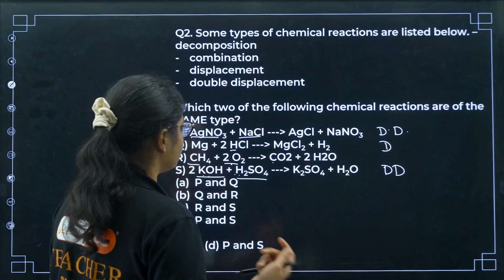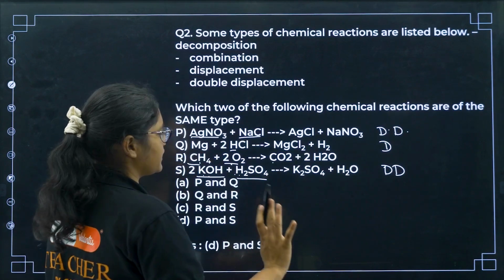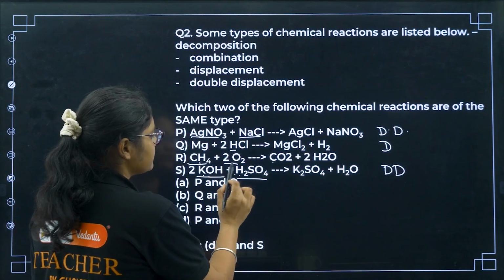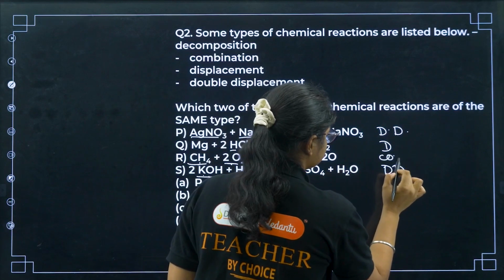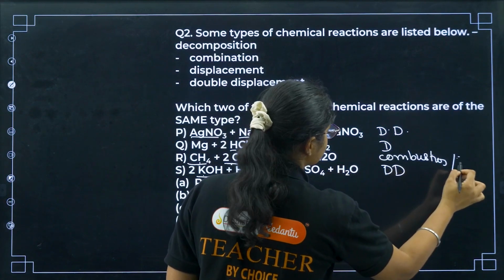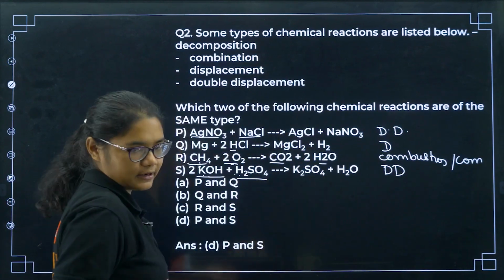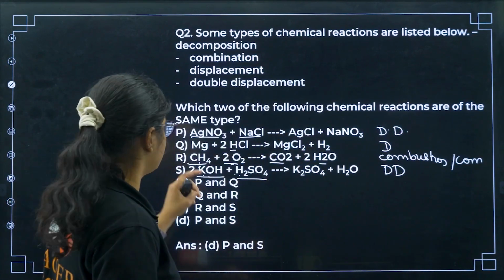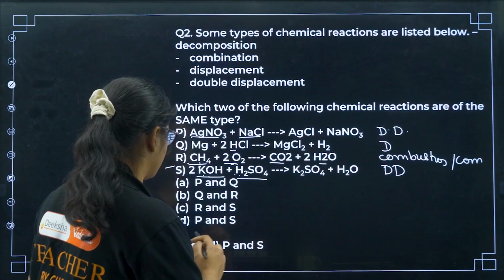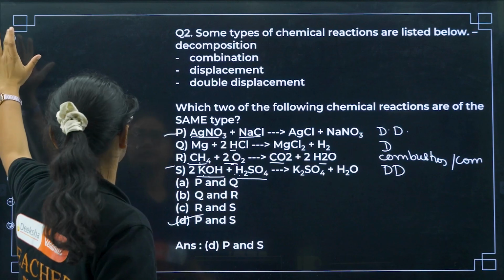Is it a single displacement reaction? No, this is not at all a displacement reaction. This is actually a combustion reaction. Or you can also call it a combination reaction, because 2 products are formed and you are getting new products here. So the same type of reactions are P and S. That is your option D. Both are double displacement reactions.